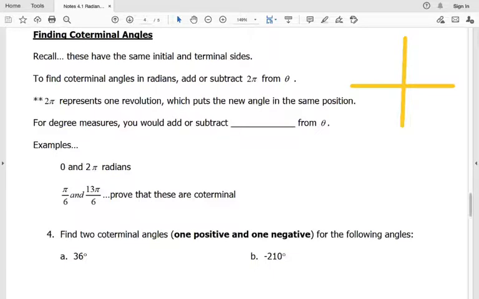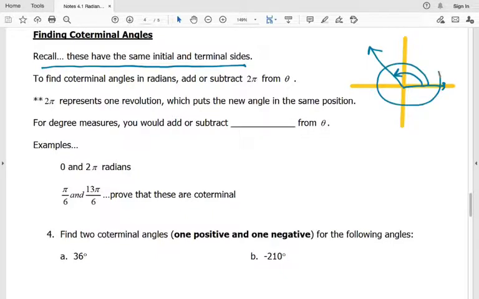Okay, now we're going to do notes over finding coterminal angles. So remember, these are angles that have the same initial and terminal sides. For example, using this coordinate grid over here, if I have this angle right here, this is a coterminal angle with this angle.